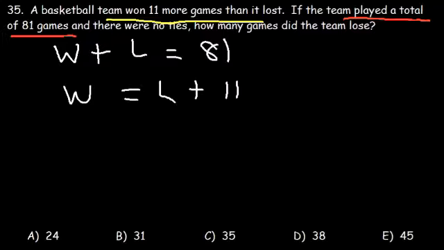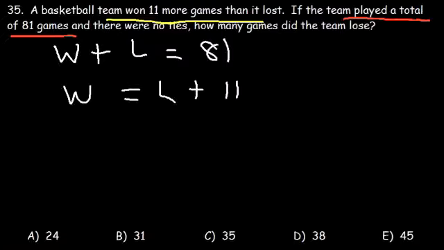The number of wins is 11 more than the number of games that the team lost. So that's the equation for the first sentence. At this point, we have two equations and two variables. We can solve using the method of substitution or elimination. Since we have W on one side in the second equation, substitution is the best option.